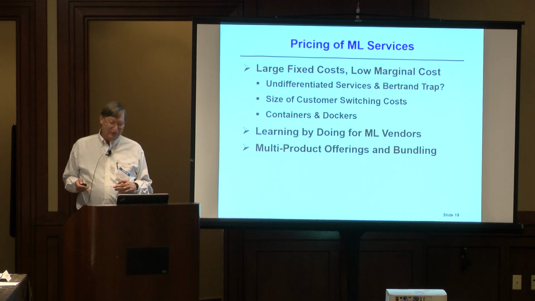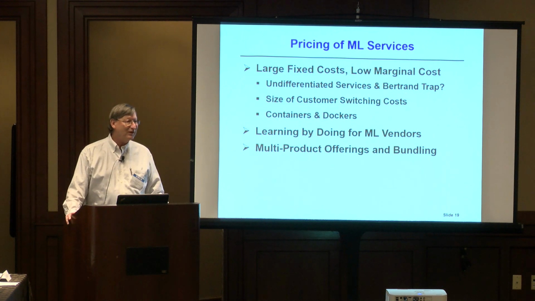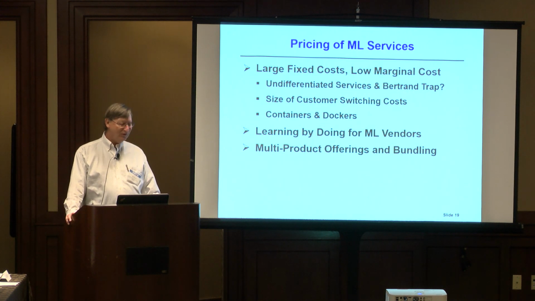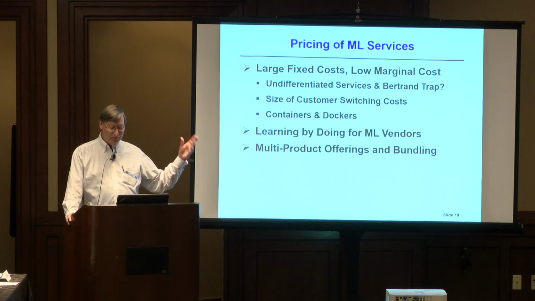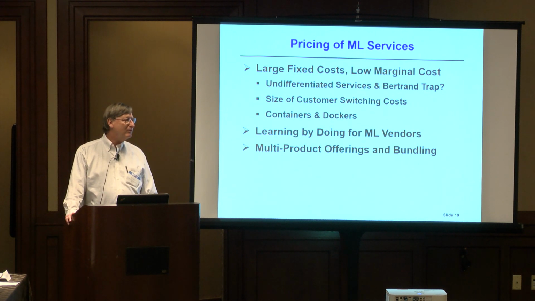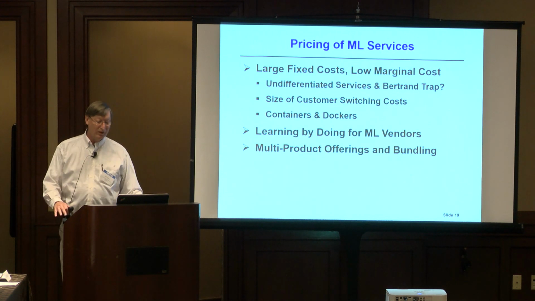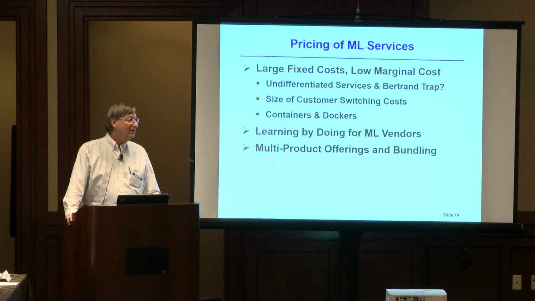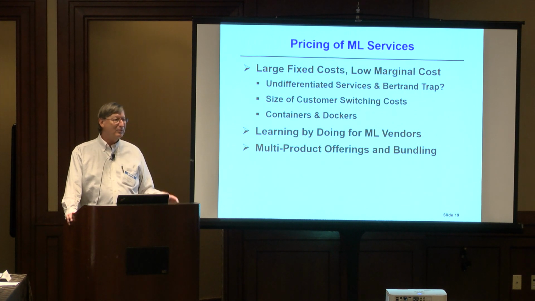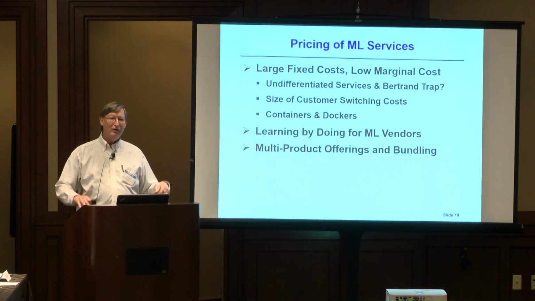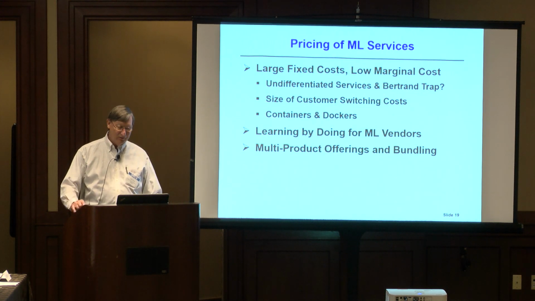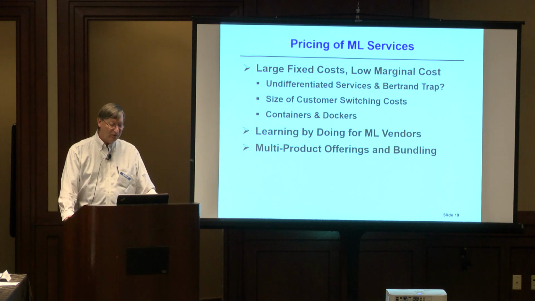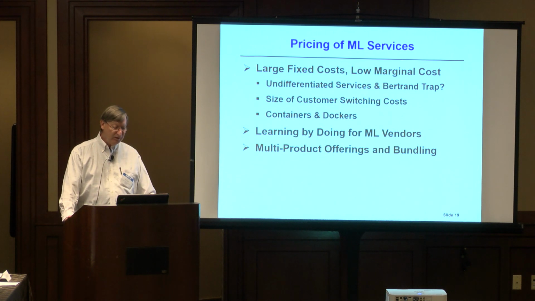Pricing of services. This is interesting because there's a big fixed cost in creating this environment, the hardware, the software, the expertise, everything else, but a very, very low marginal cost. So there's certainly a potential problem with Bertrand competition, where you've got intense competition because of the low marginal cost after you've already expended these fixed costs, and how exactly that works itself out is going to be quite interesting to watch. I already mentioned the containers and Dockers and customer switching costs.